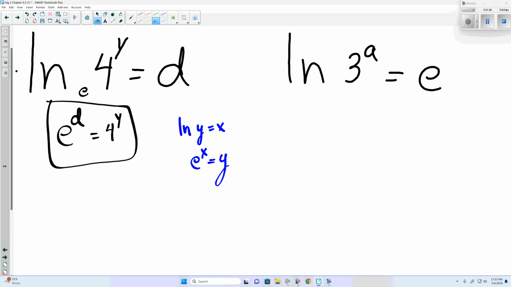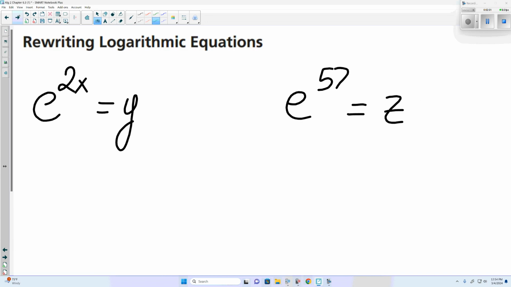So the next one we're looking at is ln of 3 to the a is equal to e. So this would be what? e to the e equals 3 to the a. Questions on this here?